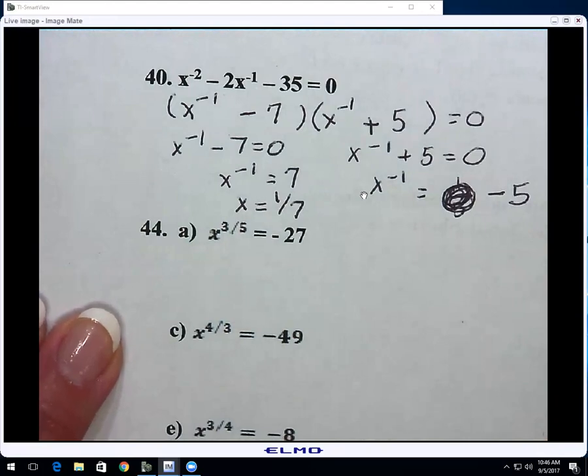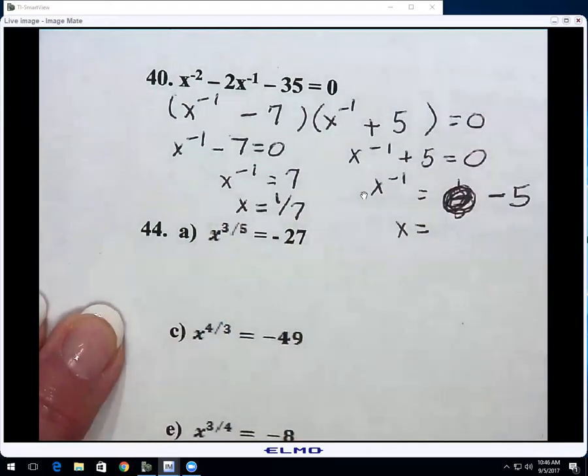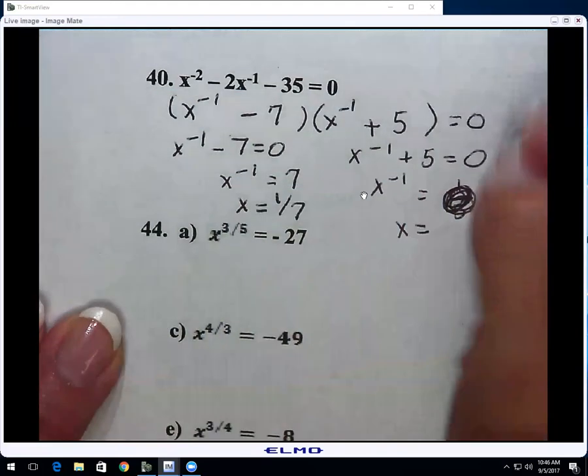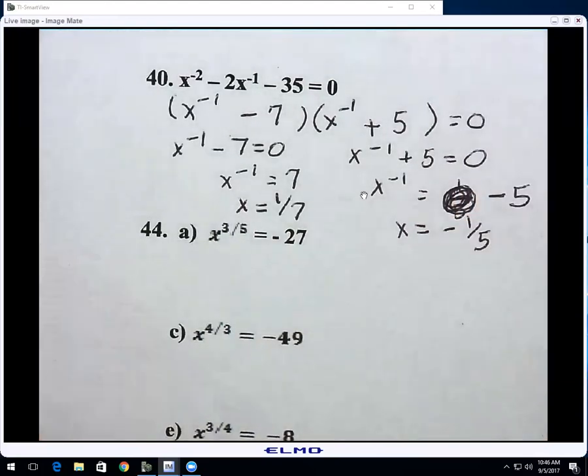The number that I flip and get -5 is what? 1/5. -1/5. All right.